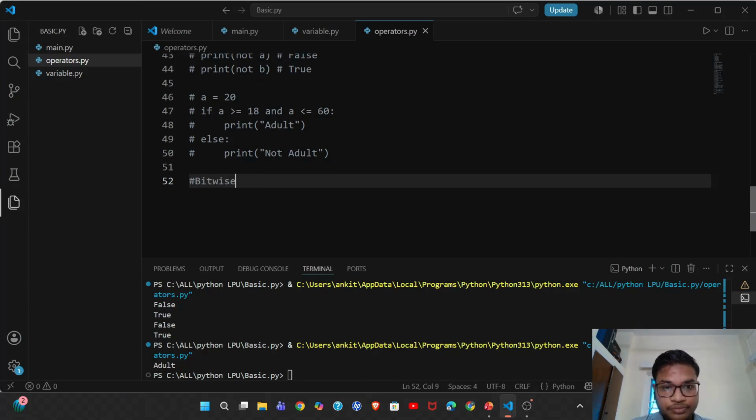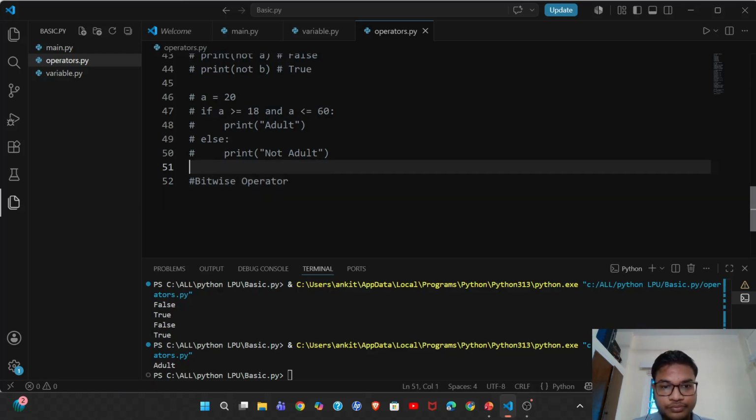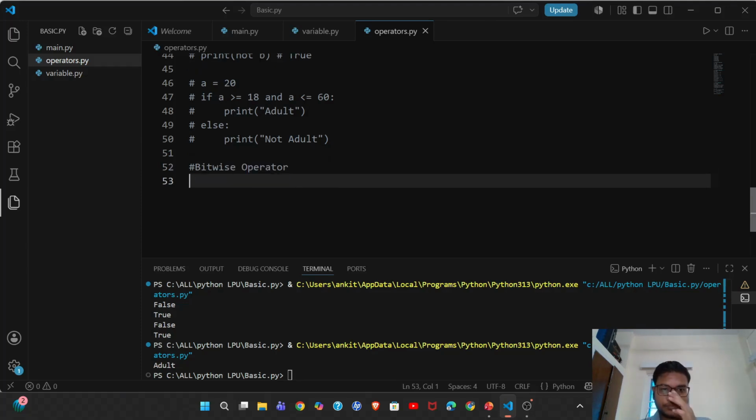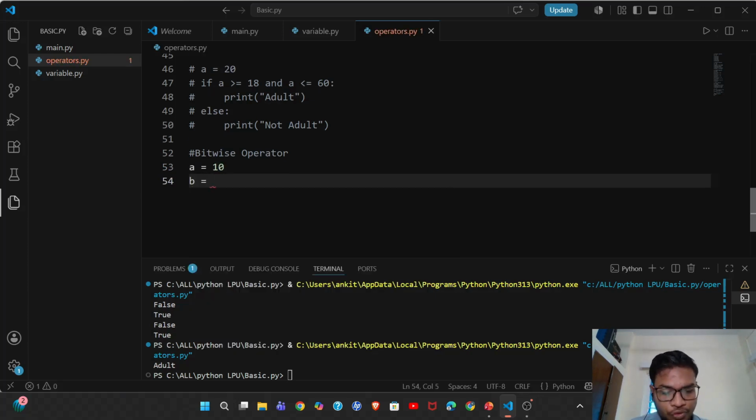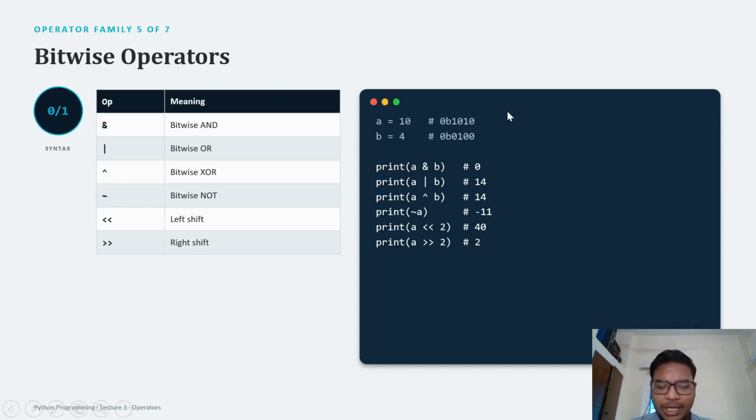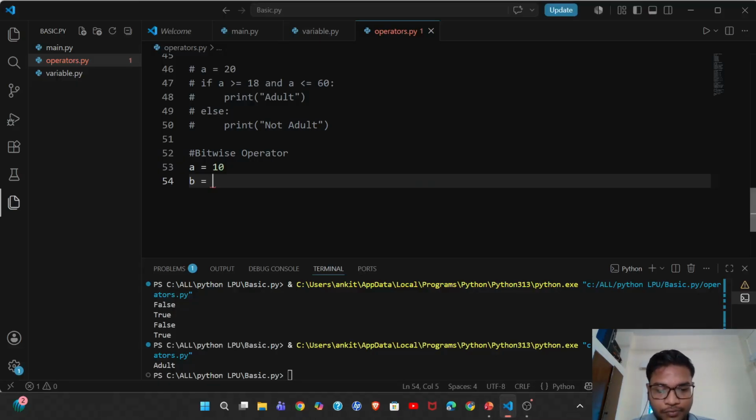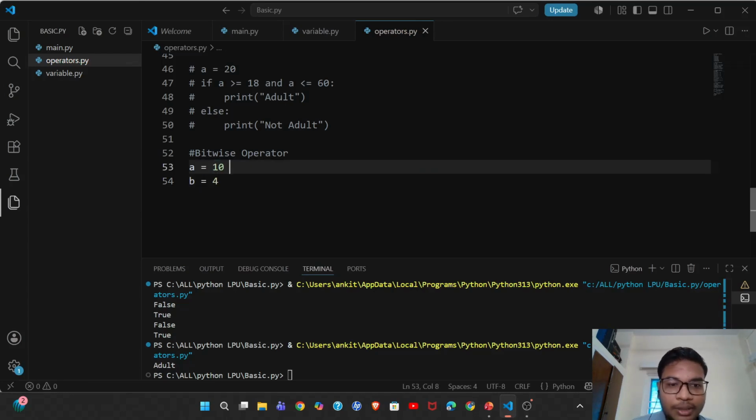Bitwise operator. So if A equals 10 and B equals 4, we deal with this example so we will clearly understand what the value is. So what is the binary value of this? This is 1010. How is this possible? How will you find this?